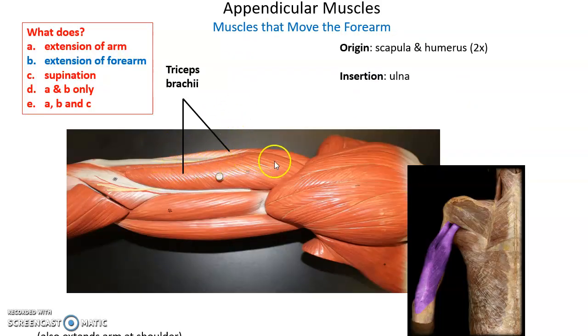Then in the posterior compartment, we have triceps brachii. So this is on the back, posterior side of the humerus. My mistake. The origins are the scapula and the humerus. Insertion is in the ulna, so it crosses two joints, the shoulder joint and the elbow joint. So it's able to do extension of the forearm, so it helps to straighten out the arm at the elbow. And it's also able to do extension at the shoulder joint, pulling the arm back down.